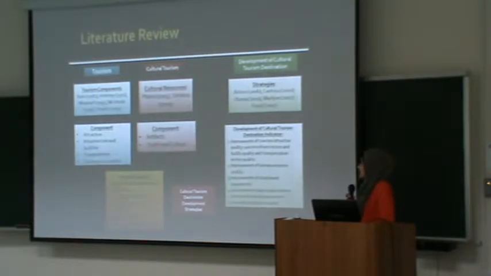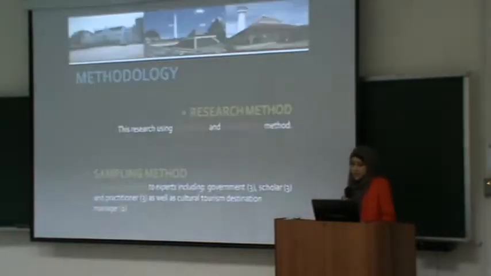And then the last literature review is the development of cultural tourism destinations. Here we can see that the development indicators of a cultural tourism destination are improvement of tourism attraction quality, tourism infrastructure and facility quality, transportation service quality, improvement of human resource quality, improvement of investment opportunity, environment quality improvement, historical building preservation, and law and regulation support.